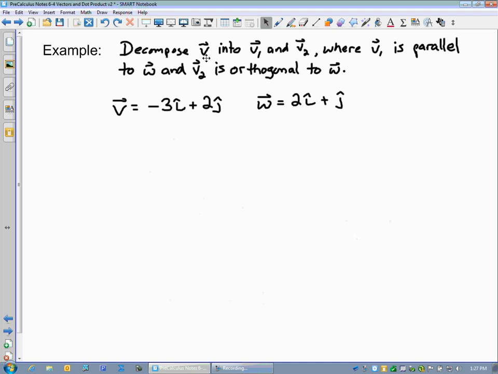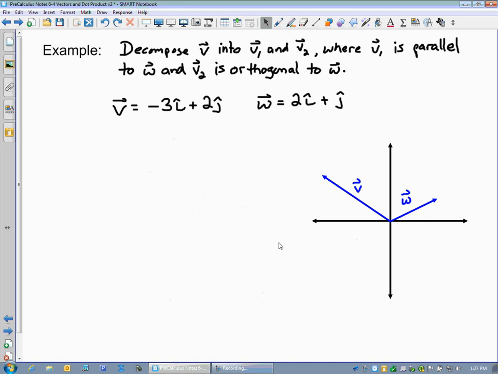We're asked to decompose vector v into v1 and v2, where v1 is parallel to w and v2 is orthogonal to w. Okay, these are our two vectors. And let's look at this geometrically first so you see the situation we have here. If we look at the two vectors, and these are pretty much drawn to scale, notice how vector v is negative 3, positive 2. So from the initial point, we go negative 3, positive 2, and I put both vectors in standard position. So negative 3, positive 2 would look approximately like that. And using the same scale, a positive 2, positive 1 would look approximately like that.